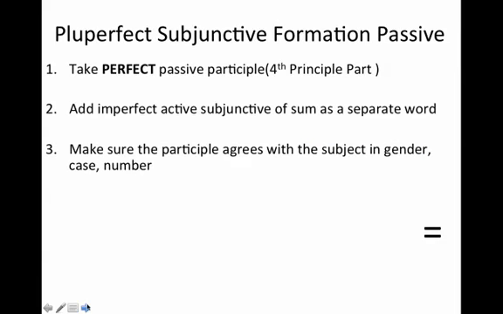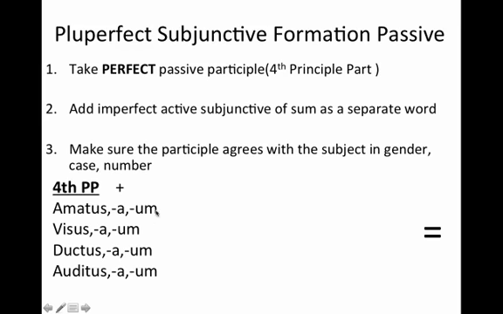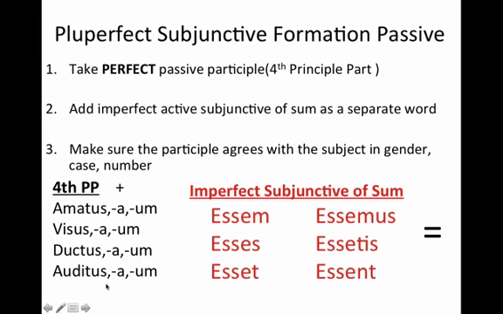Okay, pluperfect subjunctive, on the other hand. All you're going to do here is take your perfect passive participle, so that's the fourth principal part that you use with all past passive verbs. What you're going to do is add the imperfect active subjunctive of sum as a separate word, and then you're going to make sure that the participle agrees with the subject in gender, case, and number. So your fourth principal part should look familiar to you. Then you're going to add the imperfect subjunctive of sum: essem, esses, esset, essemus, essetis, essent.